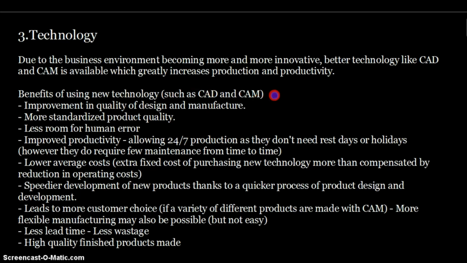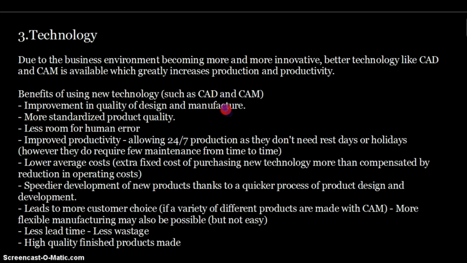increases production and productivity. Now, it increases production as in the business is able to produce more in the same amount of time, and productivity is that they are using fewer inputs and gaining more outputs. The ratio, the measure of efficiency, has overall improved, hence their productivity has also improved.